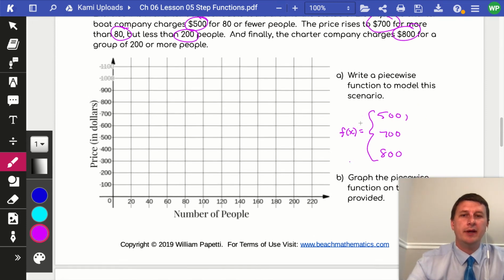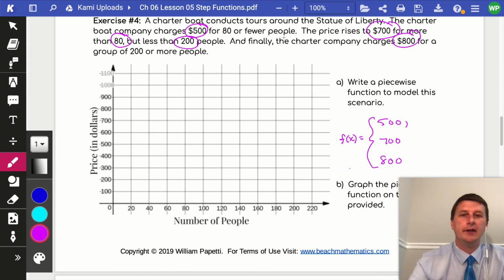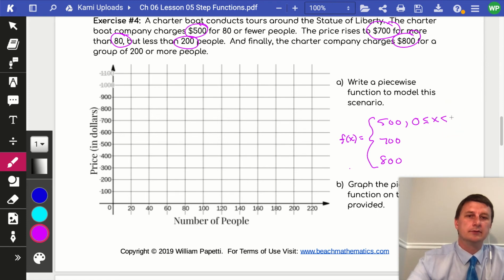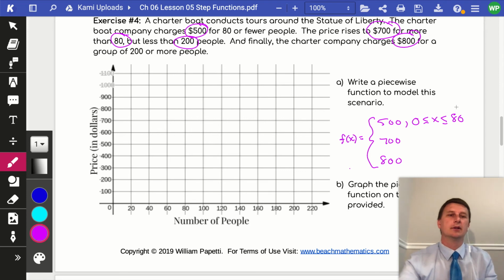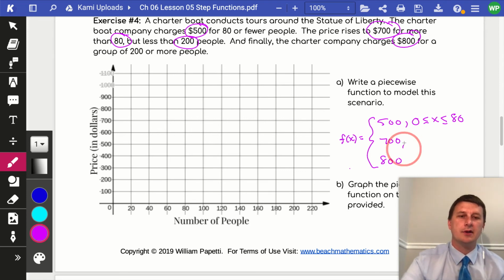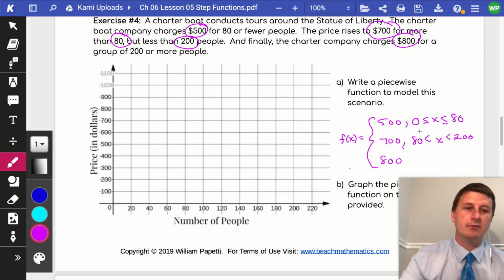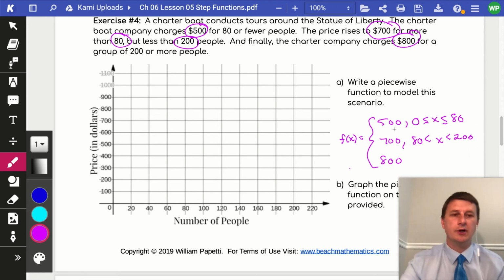Now, when will you pay $500? For 80 or fewer people. So from 0 to 80 people, and including 80 because it says 80 or fewer, we're going to pay $500. When will we pay $700? Well, for more than 80, but less than 200. So that's going to be 80 is less than x is less than 200. That would represent more than 80, but less than 200.